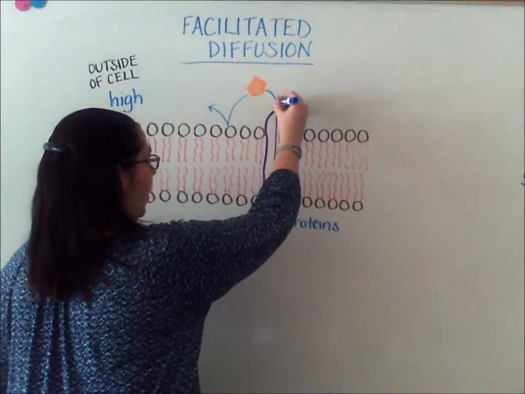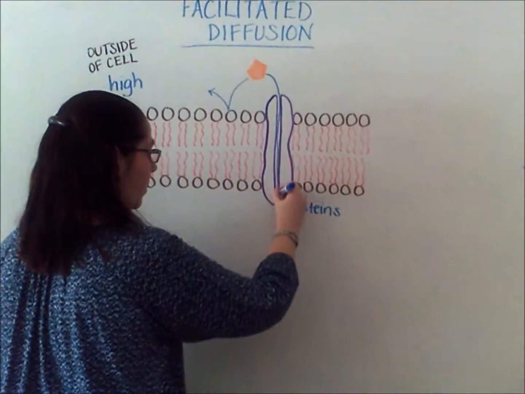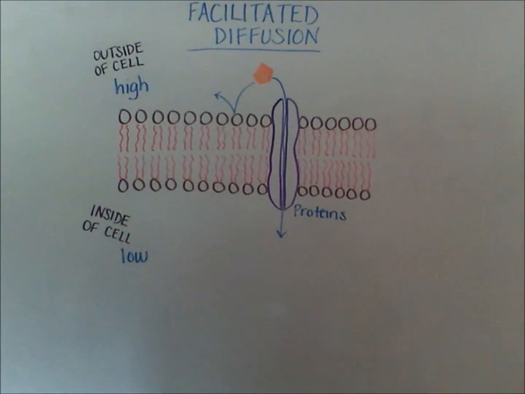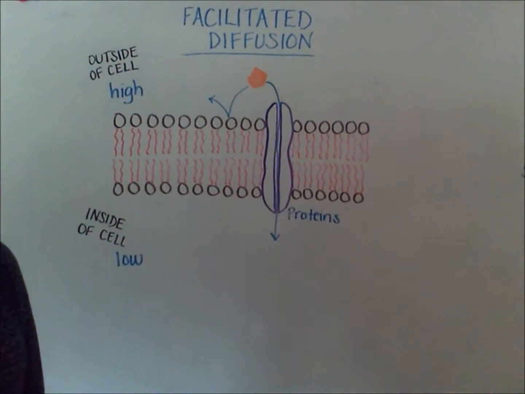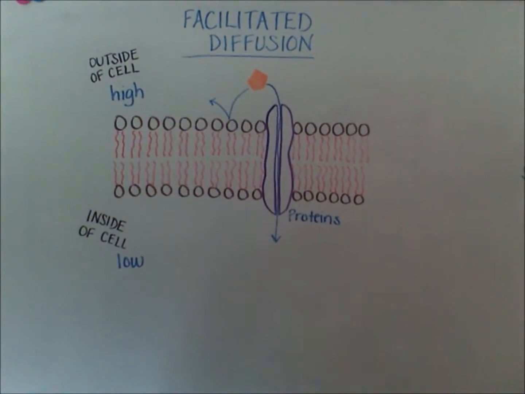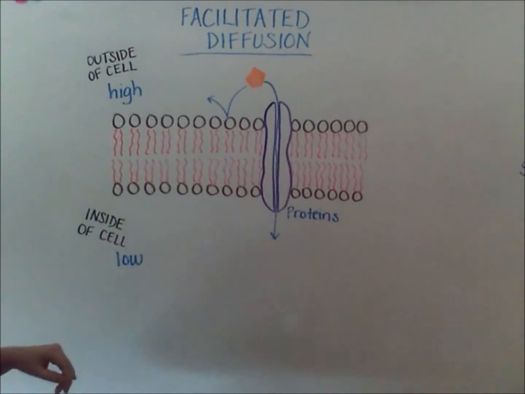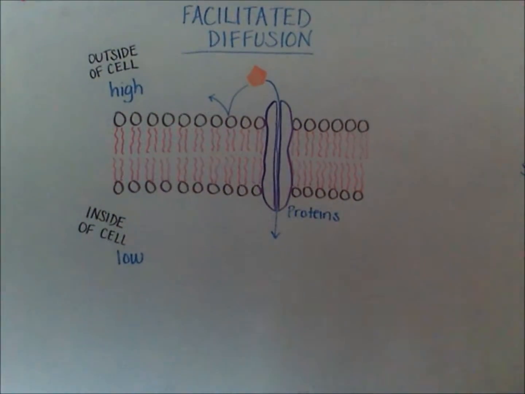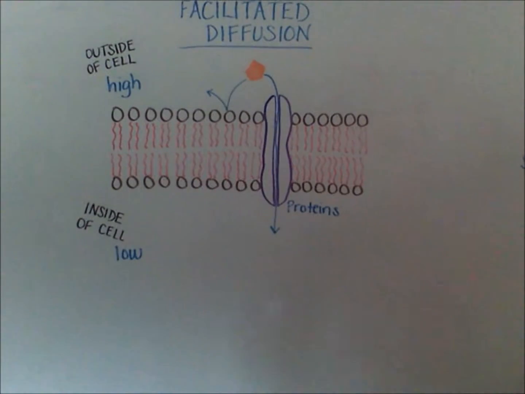So they just go right through the channel of the membrane to enter inside of the cell. Remember though, it's still diffusion, so it's still going to go from high concentration outside of the cell to low concentration inside of the cell, without using any energy.